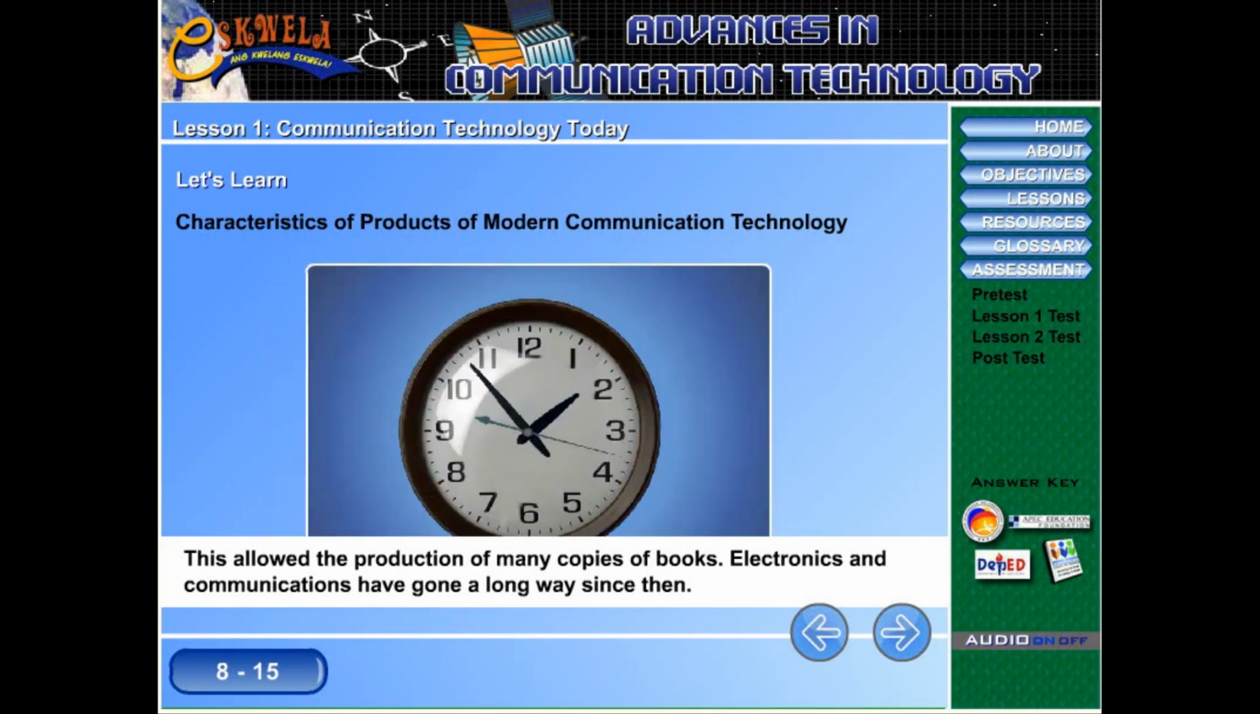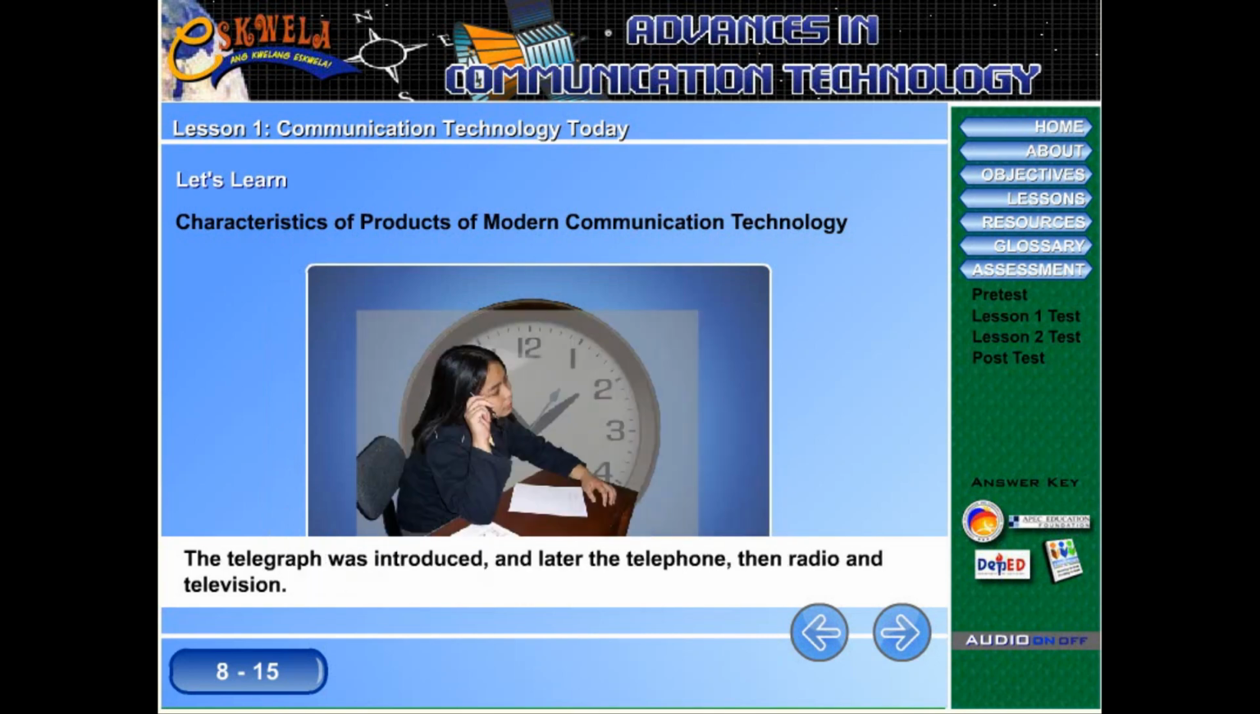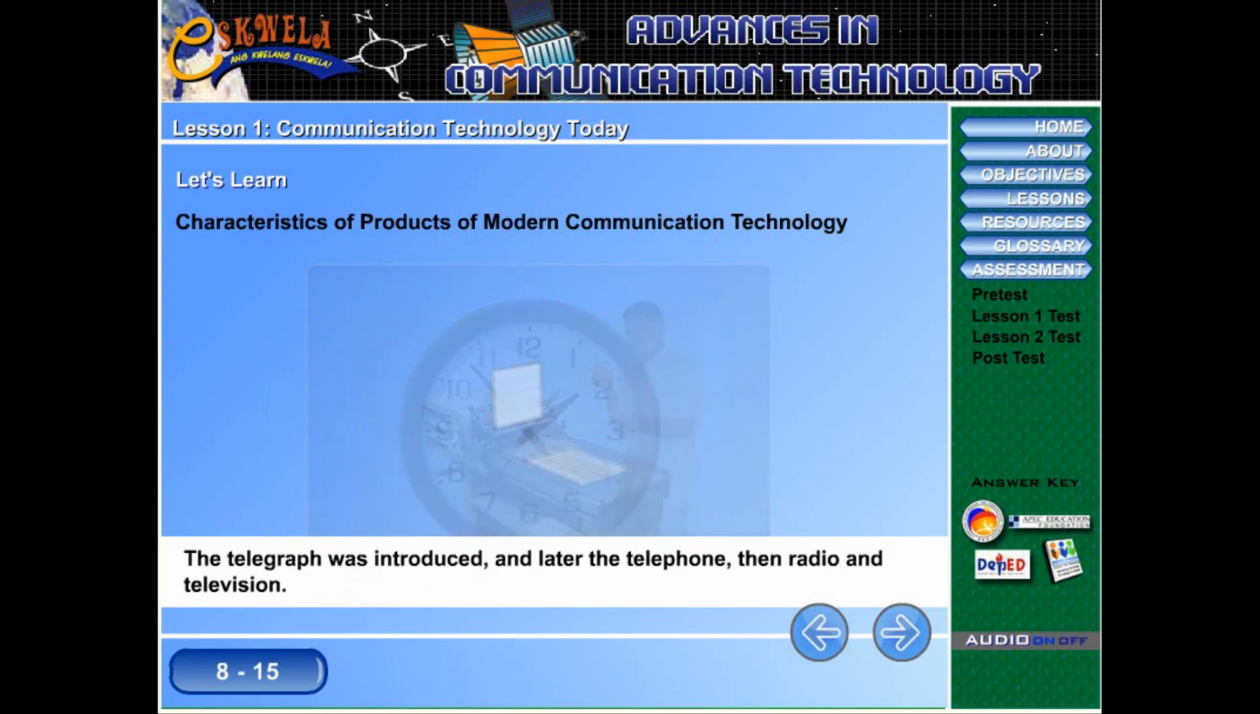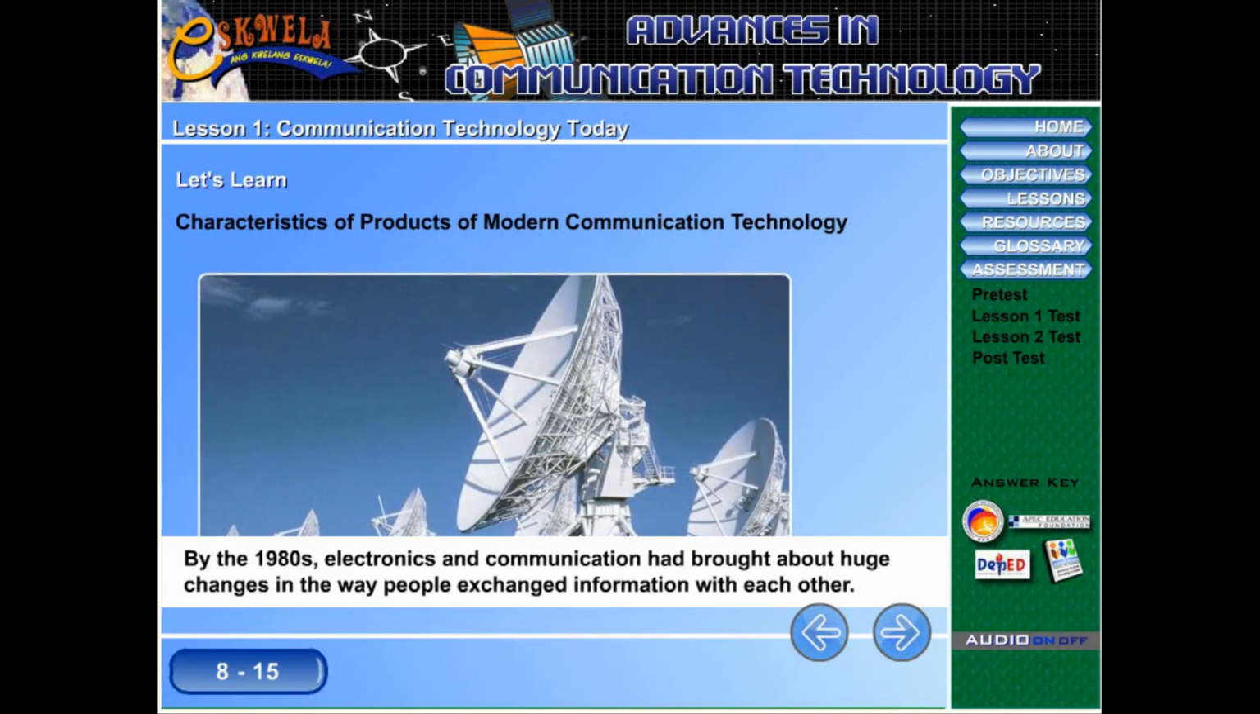Electronics and communications have gone a long way since then. The telegraph was introduced, and later the telephone, then radio and television. In the 1980s, electronics and communication had brought about huge changes in the way people exchange information with each other.